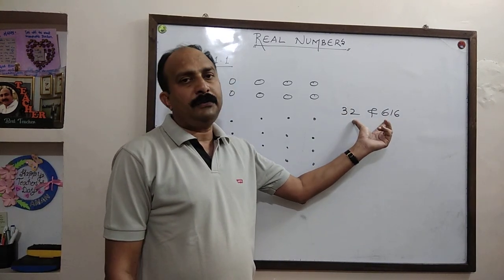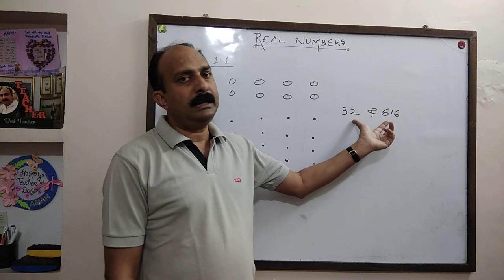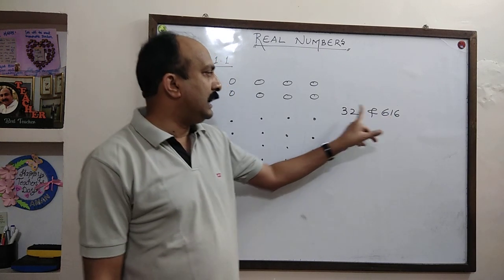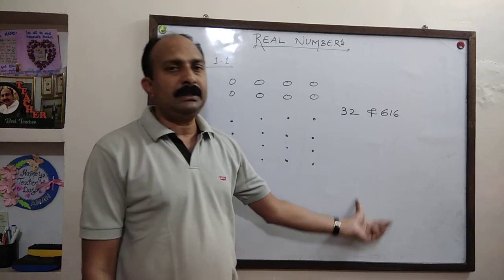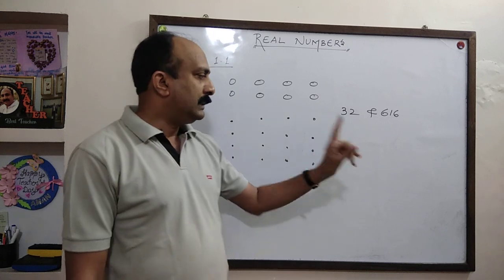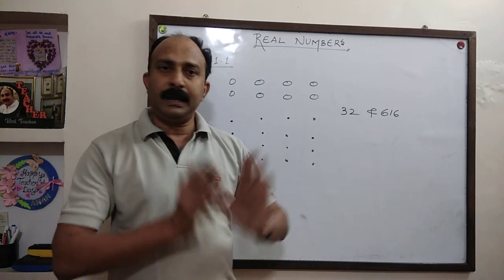You can find HCF of 32 and 616 as I did in question number 1. This is A and this is B. 616 divided by 32. Continue the division until you get the remainder 0. The divisor of the last step will be the answer.